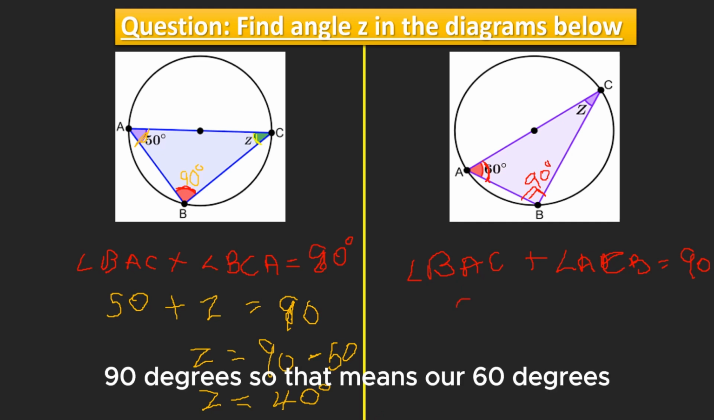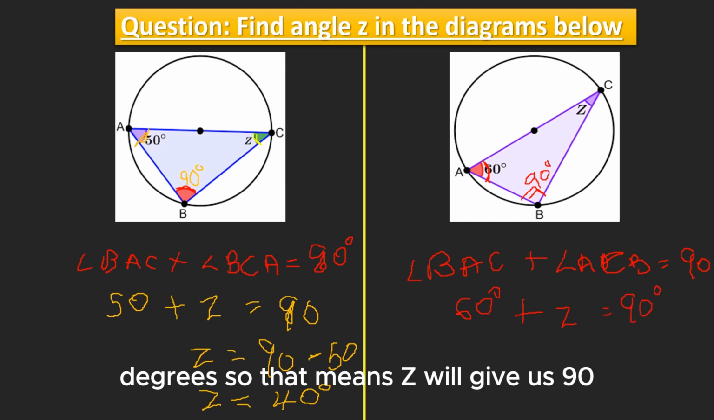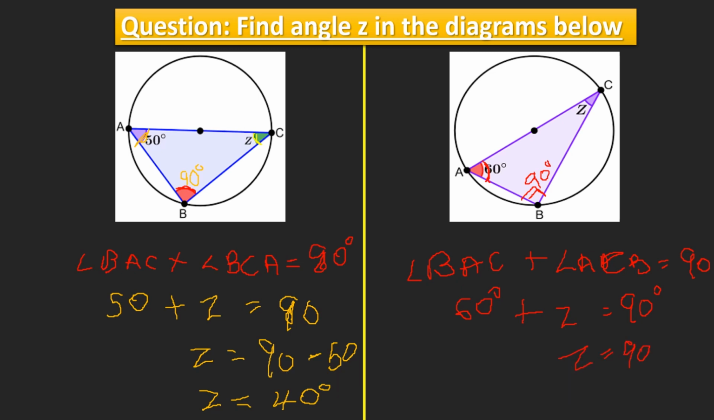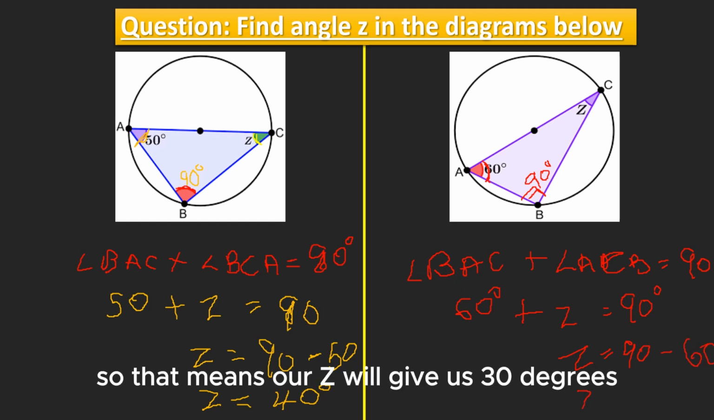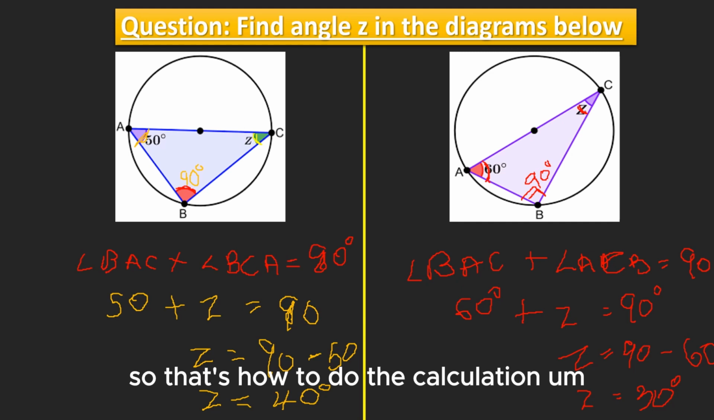So that means our 60 degrees plus Z should give us 90 degrees. So that means Z will give us 90 take away 60, so that means our Z will give us 30 degrees. So for the second diagram, this angle here is 30 degrees. So that's how to do the calculation.